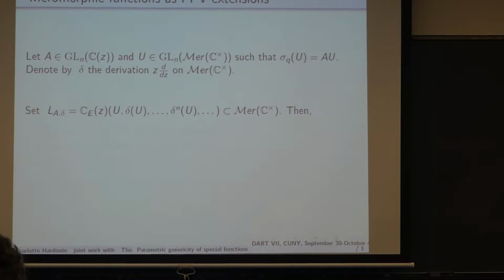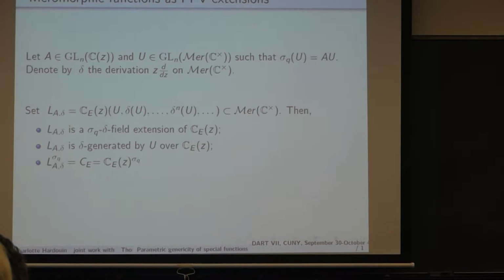Then what I can see is that my field is a sigma q field extension of my base field. It's stable under sigma q and under the derivation. It's differentially generated by u over my base field, and it has no new constants. Such an object will be called a differential Picard-Vessiot extension.